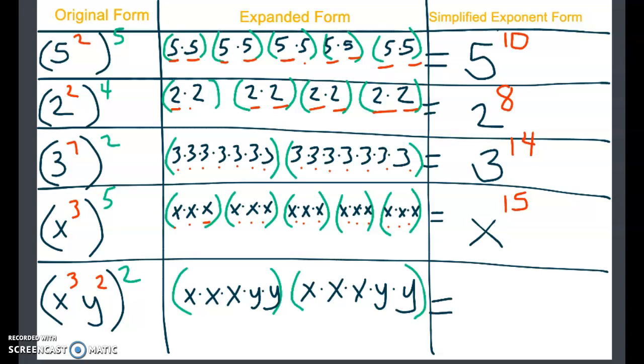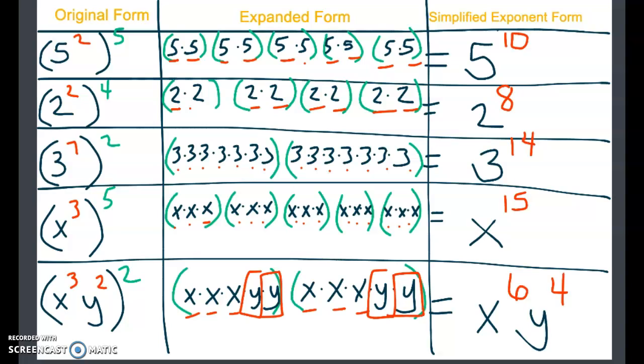So when we go to simplify our answer, the first base that we have is x, and we have 1, 2, 3, 4, 5, 6 copies of x. And then if we look at our y's, you'll see that we have 1, 2, 3, 4 copies of y. So our final answer would be x to the 6th, y to the 4th.